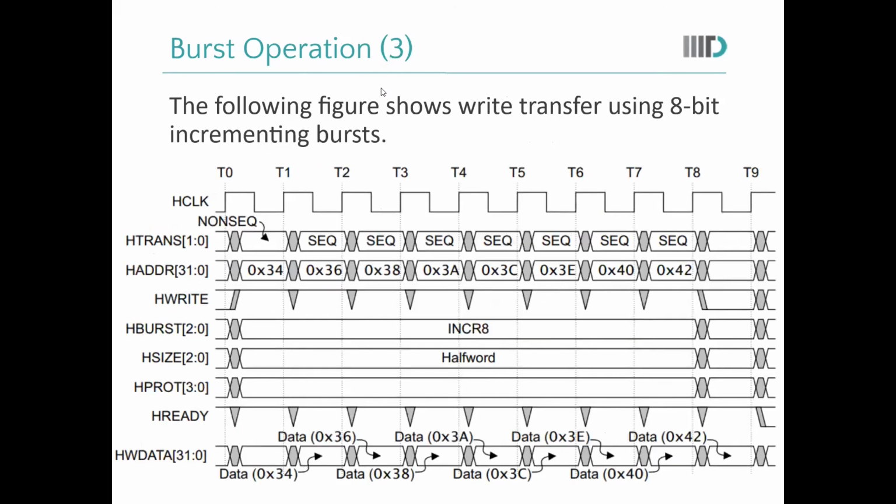In the second case of burst transfer, we have an 8-beat incrementing burst. So the address increments every time. Since it's a half-word operation, it increments by 2 instead of the default 4. The first one is non-sequential, and the rest are sequential.